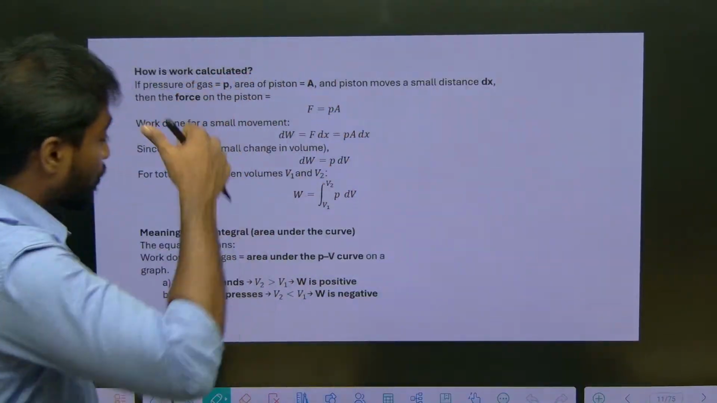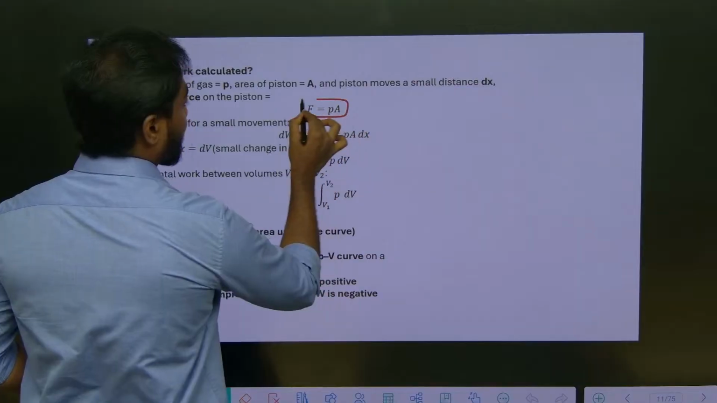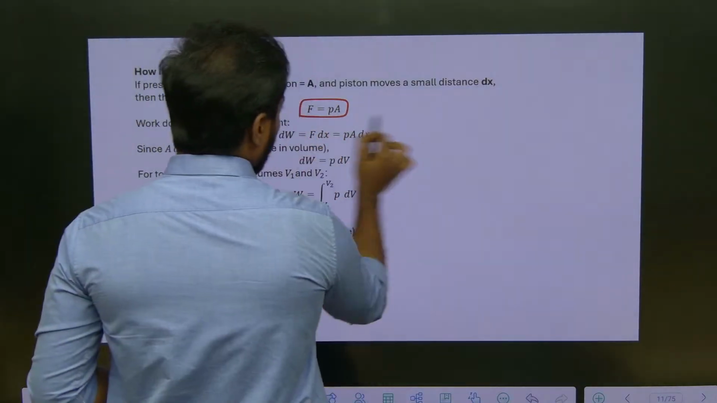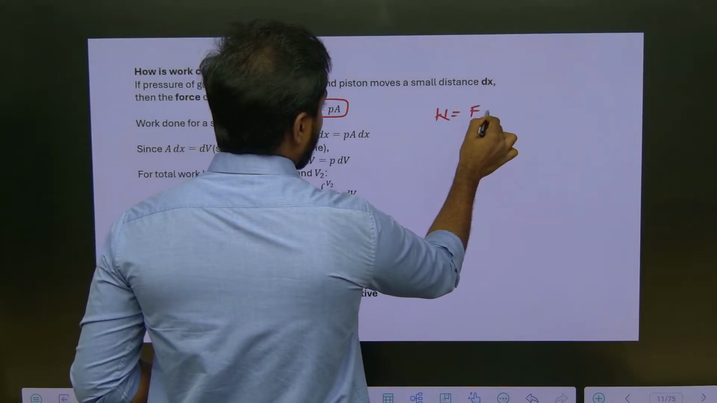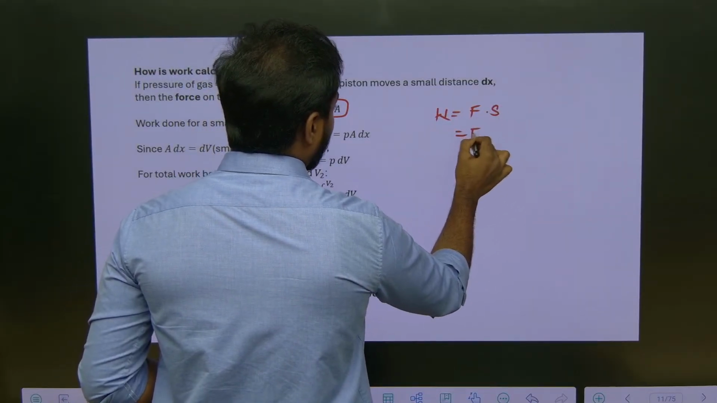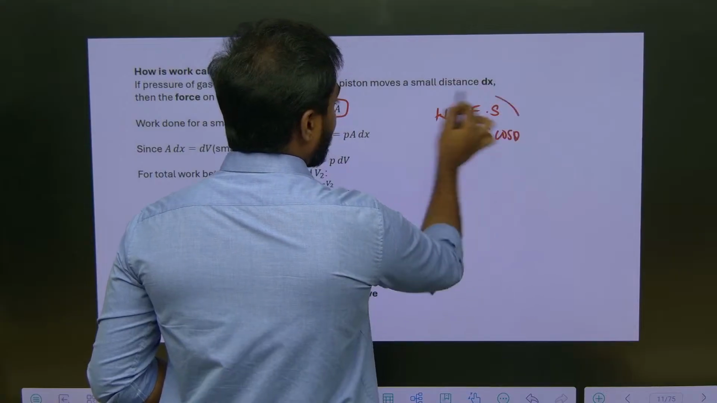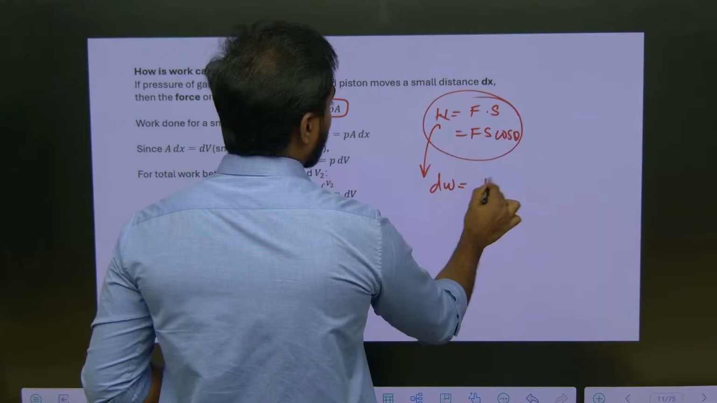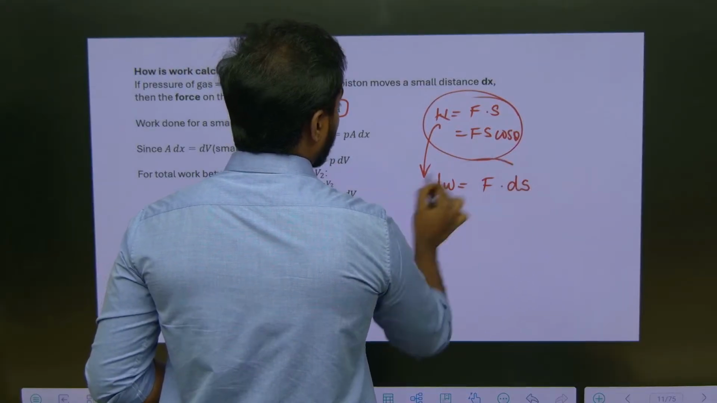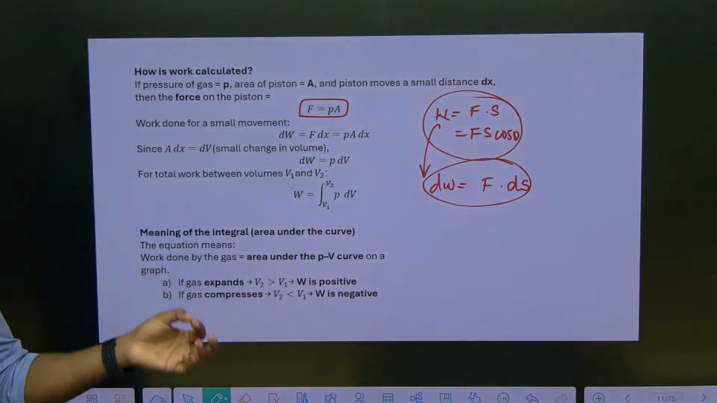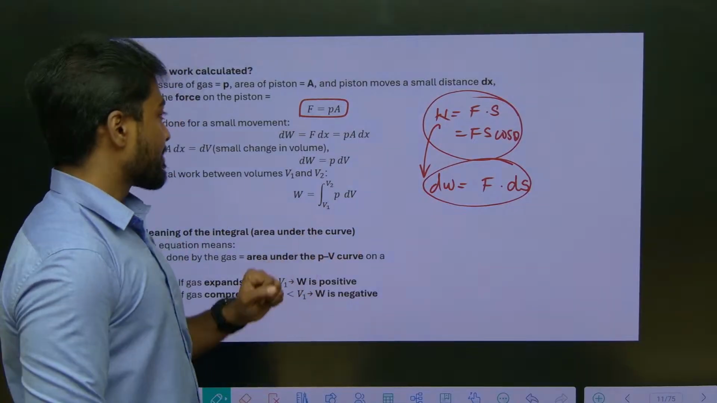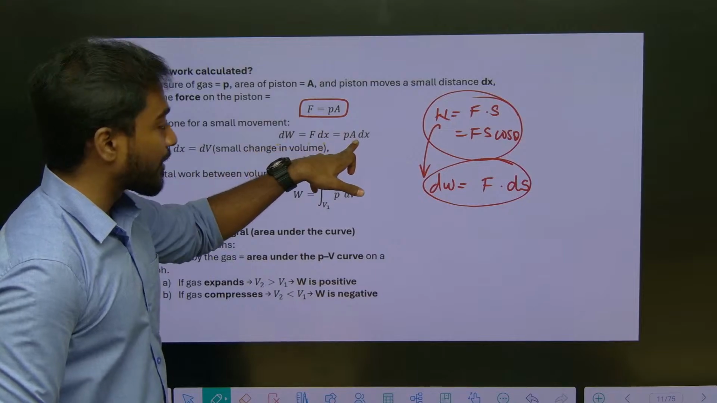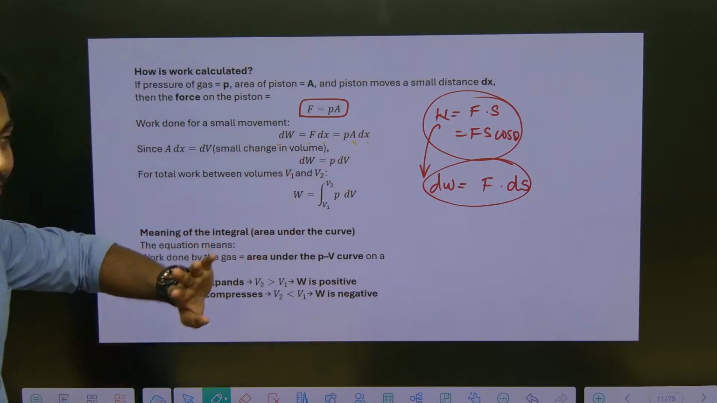See here. We know that force equals pressure into area, and work done equals F dot S, or F s cos theta. For a small displacement, a small work is done. So force I can replace with pressure into area, and into dx.